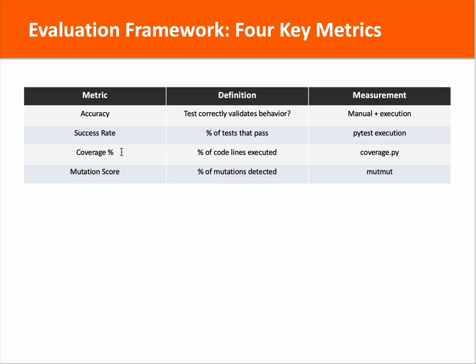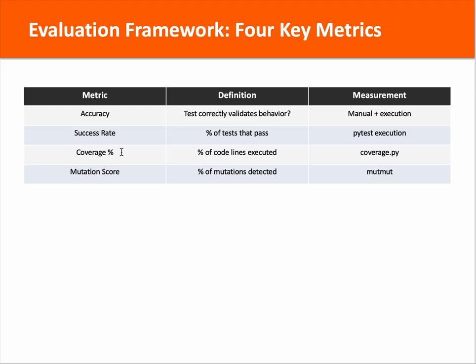Let me explain how we measured the test quality. We used four complementary metrics. The first one is accuracy. Does the test correctly validate the function behavior? A test can pass, but it can be useless at the same time, like asserting result is not none when you should check specific values. The second one is success rate. What percentage of tests pass when you run them? This measures immediate usability. The third one is coverage. What percentage of code lines are executed?